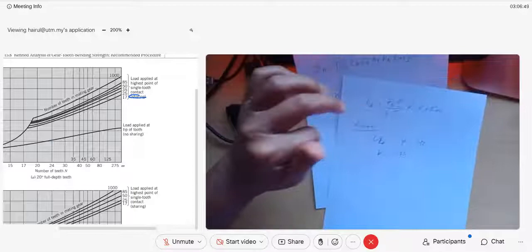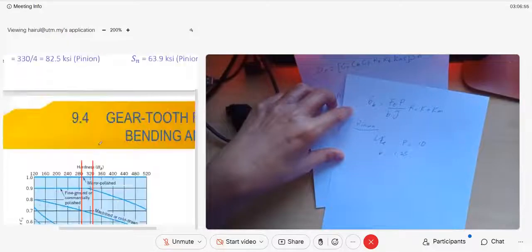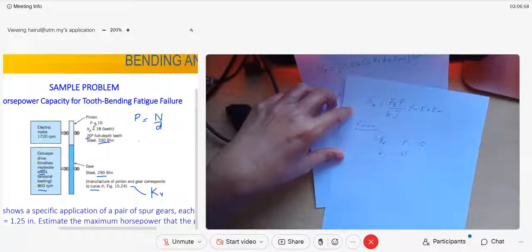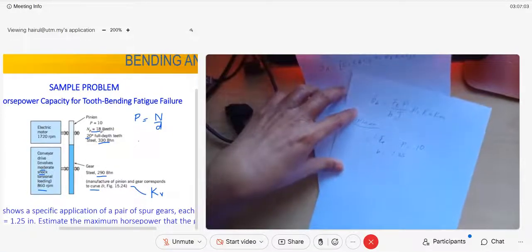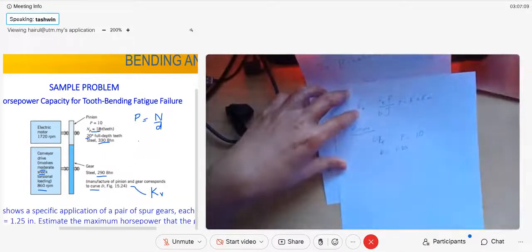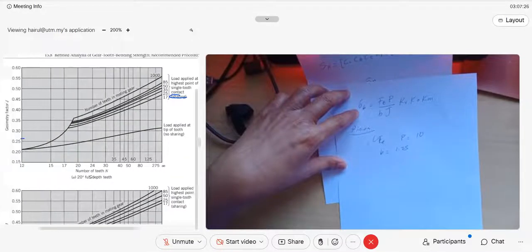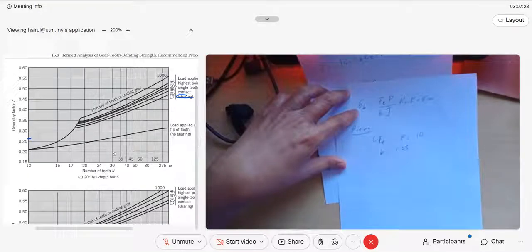Number of teeth of pinion is 18. Class, are you there? Pressure angle is 20 degree, both 20 degree. So you do not use the bottom graph from your textbook. In the figure, use the upper one, which is for 20 degree pressure angle, full depth. So use the upper graph.